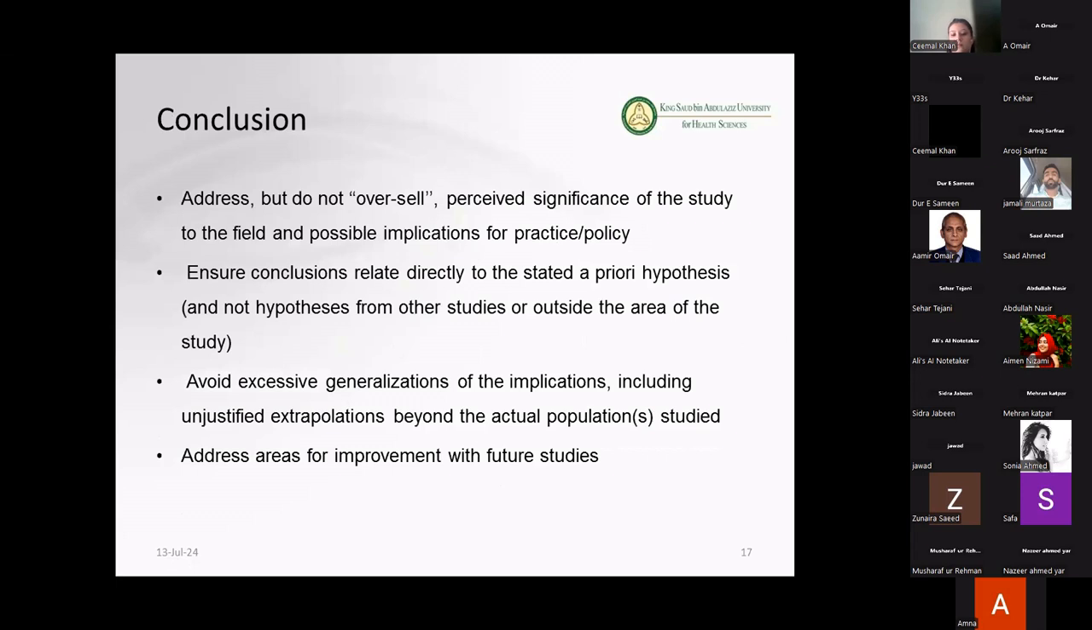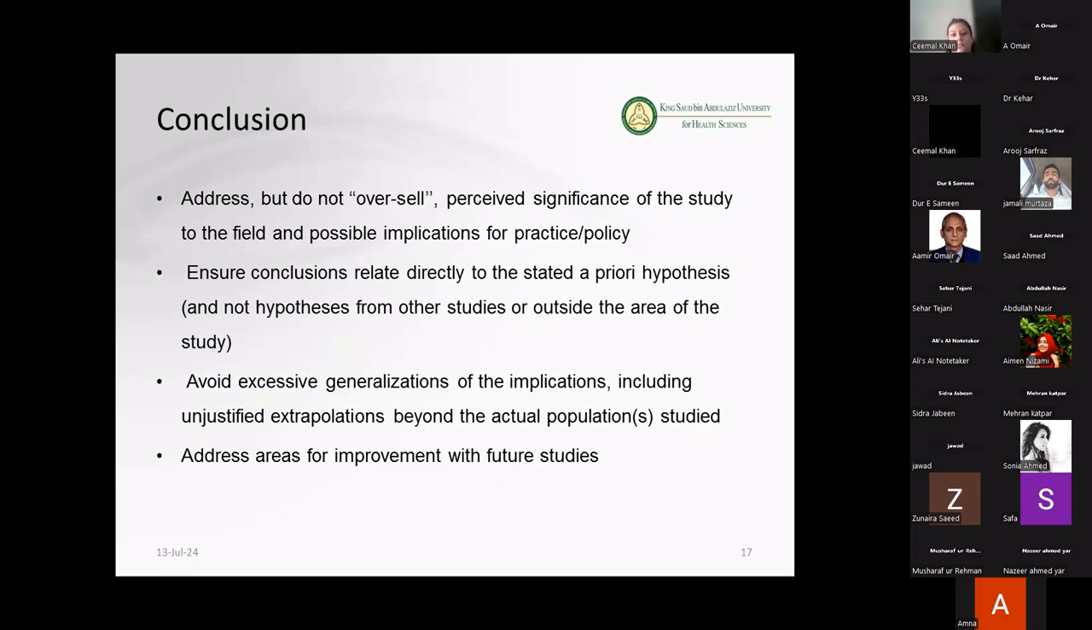The conclusion must be based on what you have found in the results. A lot of people, especially in the beginning, write in the conclusion things which they had initially perceived, right? So do not try to oversell the significance or expand the results from one institution to the whole world or even to the whole of Pakistan.